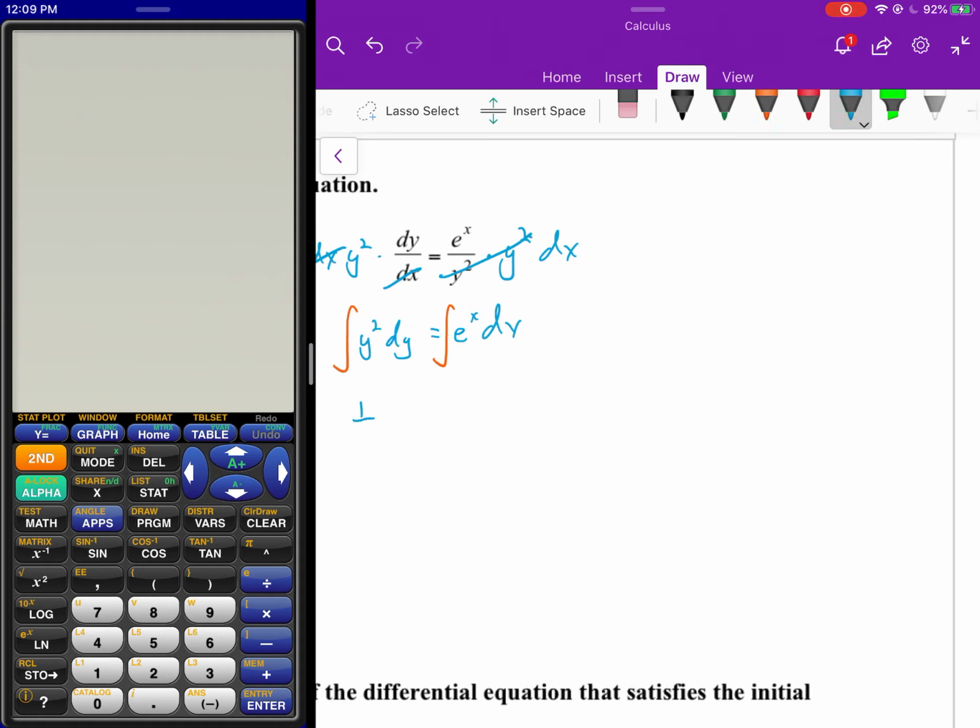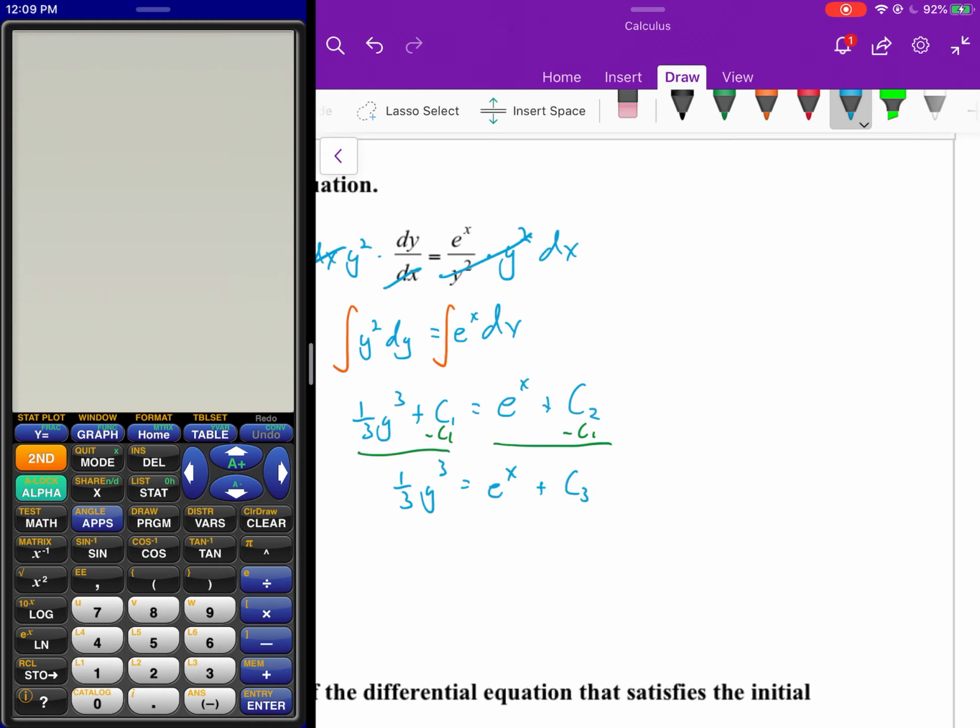Over here we get 1/3 y cubed plus some c value equals, and the integral of e to the x is just e to the x plus some c value. Subtract a constant from both sides, which will give us a different constant, so we have 1/3 y cubed equals e to the x, and again what I'm doing is I'm subtracting some constant from a constant and getting just a different constant. So we'll call that some constant c sub 3.